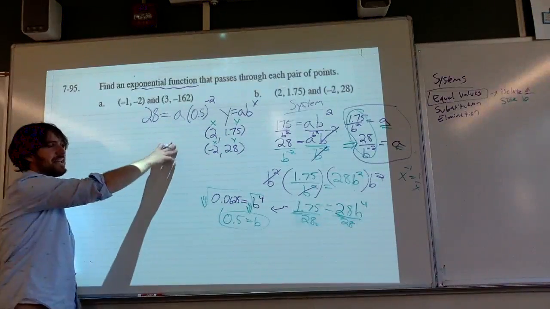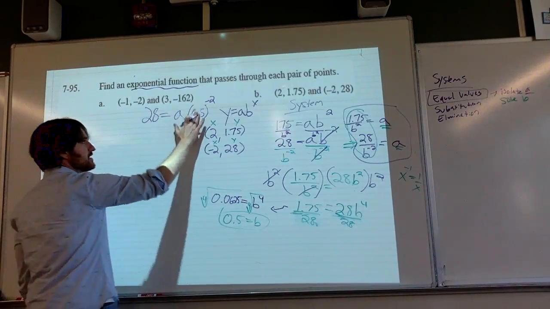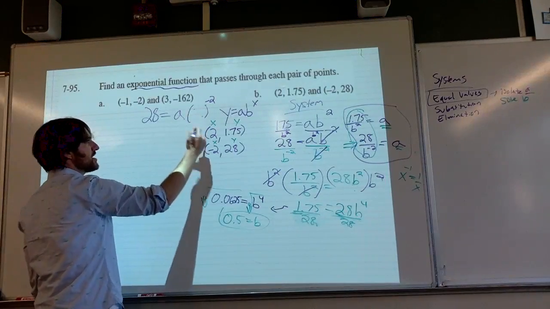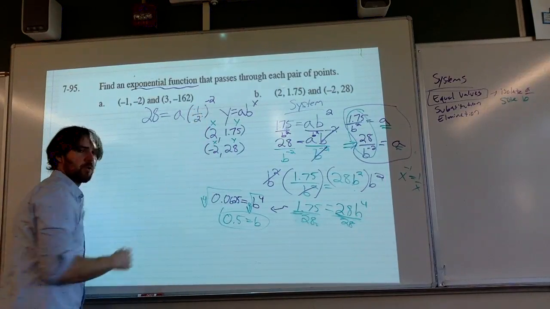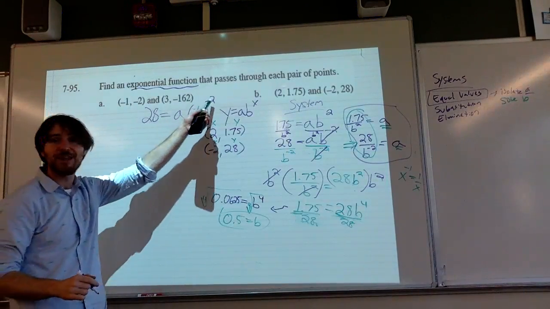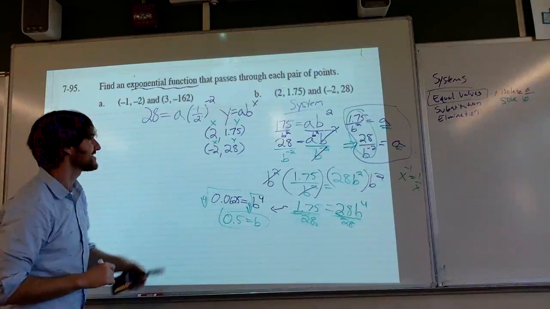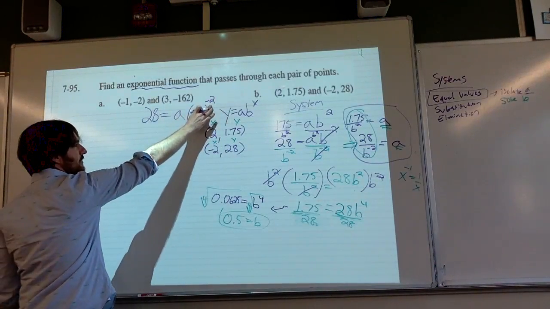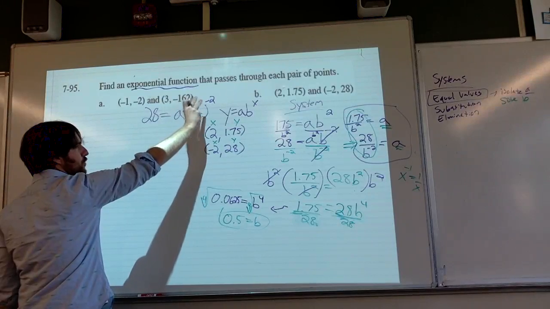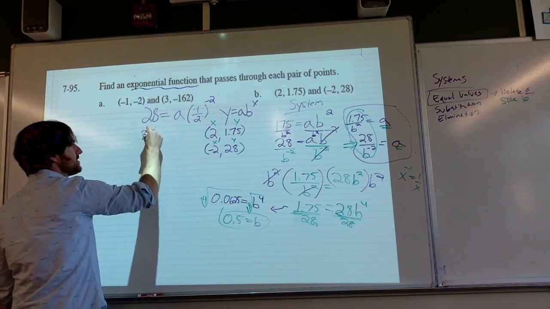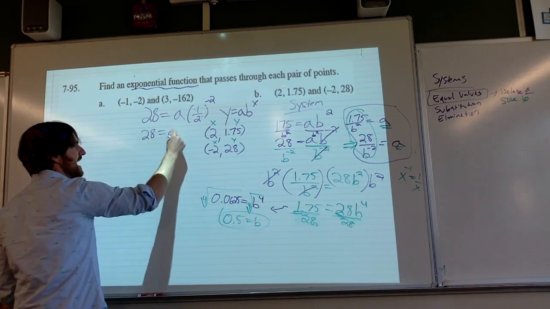So if I plug them in, I should be able to figure out what a is. To reduce it, I'm changing 0.5 to 1/2. I'm doing that because I have a negative exponent again. That's going to help me out here. Remember, what does a negative exponent do? It flips the fraction. So this is equivalent to 28 equals a.